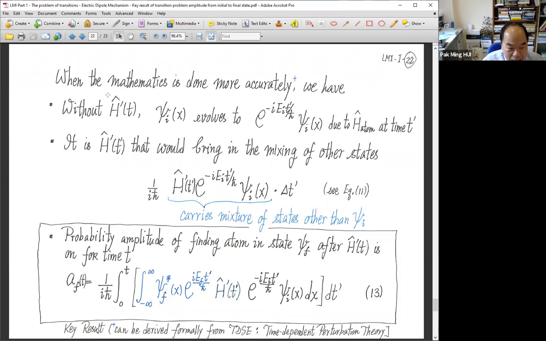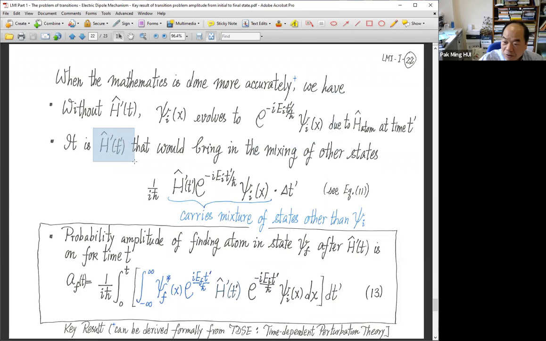We already see that if it is not disturbed, it will stay there in the same state forever. At a later time t prime, I consider some t prime after t equals 0. If it is not disturbed, it will evolve by itself with its own phase. Now that is the atom part, but the atom part is always there. Therefore, we think about it as the initial state evolving to some time t prime.